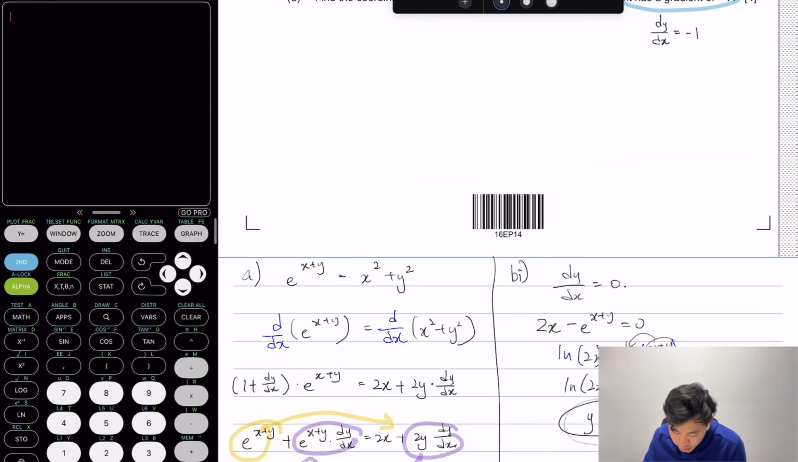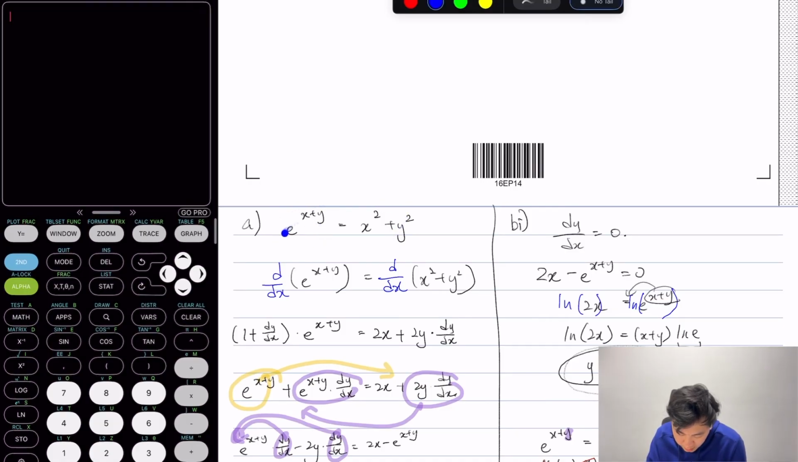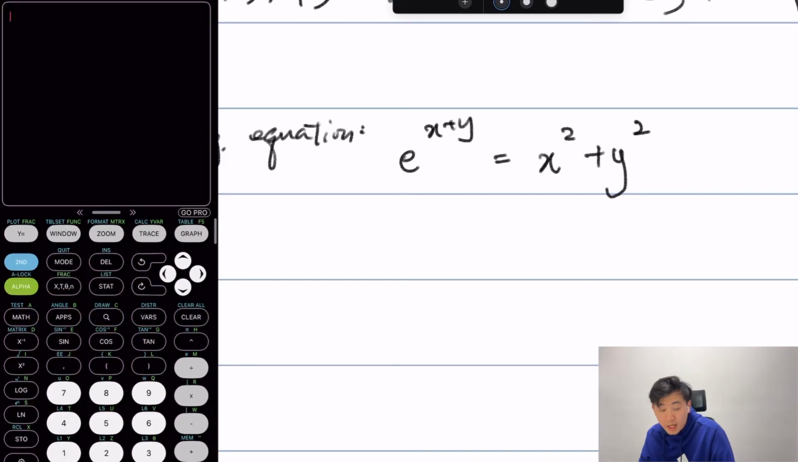What is the original equation? The original equation is this, right? e to the power of x plus y equals x squared plus y squared. So let's write it down. e to the power of x plus y equals x squared plus y squared, right? Okay. And now what can we do?